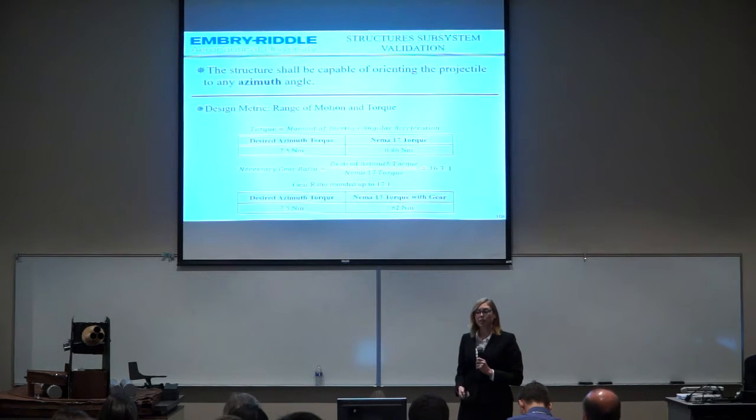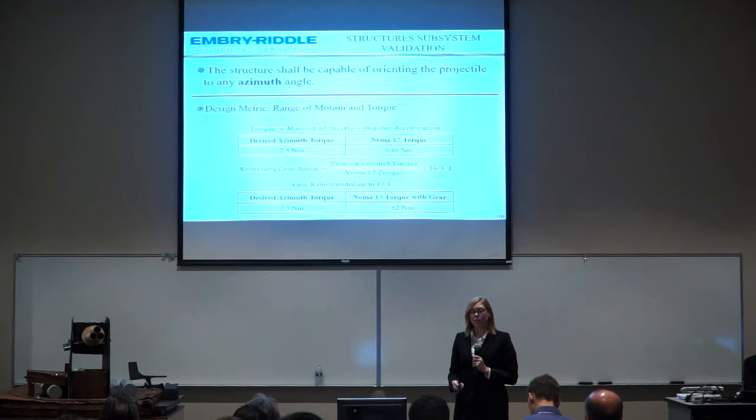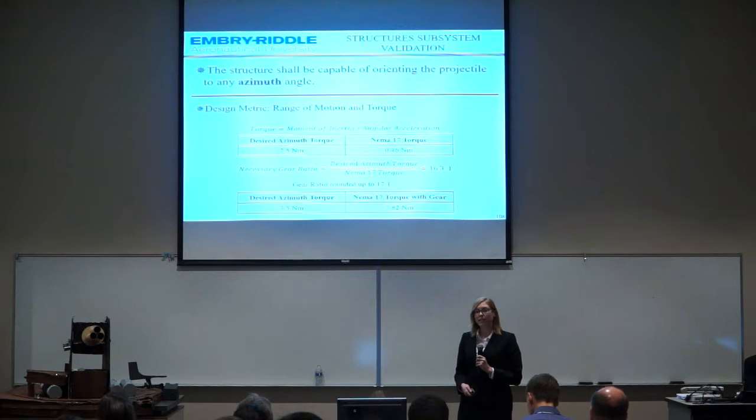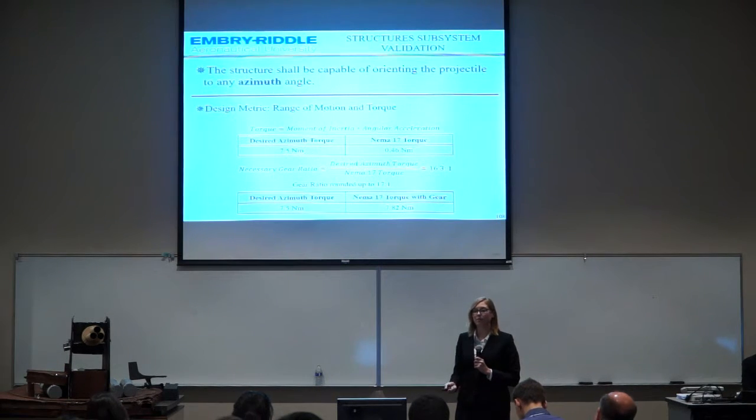Next, the structure shall be capable of orientating the projectile to any azimuth angle. The desired torque for azimuth is 7.5 newton meters. Our NEMA 17 motors only provide us with 0.46 newton meters. In order to get the desired amount of torque, we would need a gear ratio of 16.3-to-1. This was increased to 17-to-1, which gives us a torque of 7.82 newton meters, which is more than the desired 7.5 newton meters, validating this requirement.